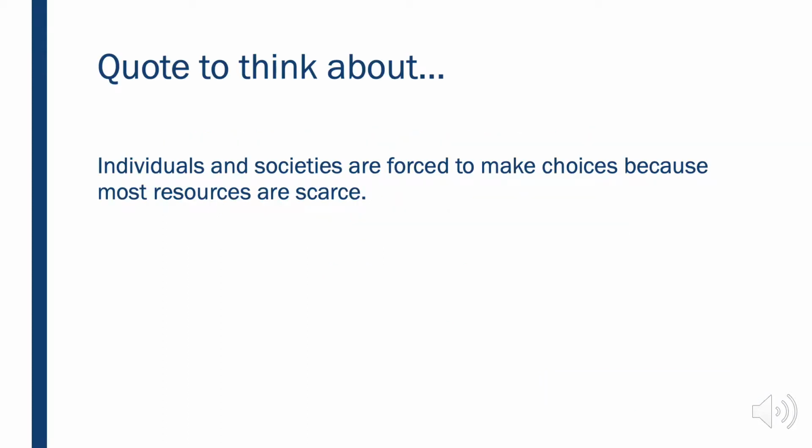A quick quote to think about when it comes to economics is: individuals and societies are forced to make choices because most resources are scarce. So individual people make decisions based on what resources are available and what is not. If we go to the Verizon store and want an iPhone and there are no iPhones available at all, we'll have to go to the alternative and get, perhaps, a Samsung phone. So sometimes we're forced to make choices because of the amount of resources that are available.